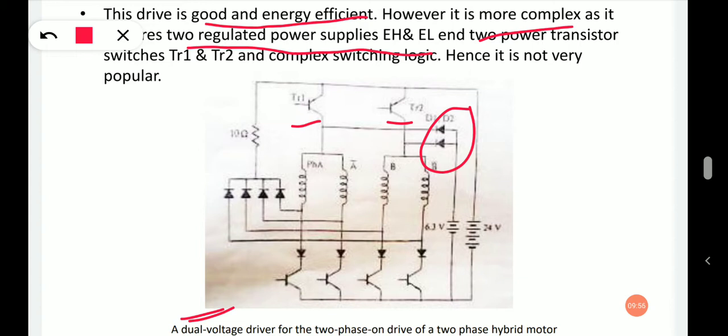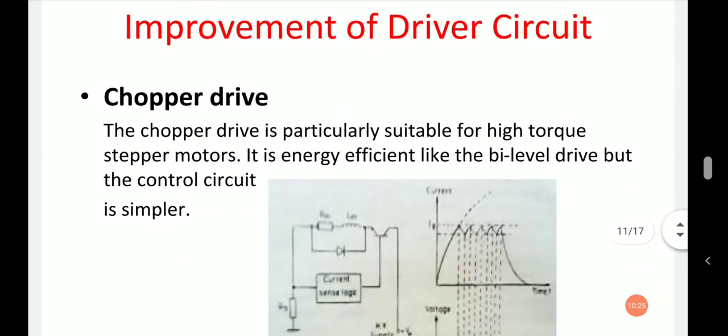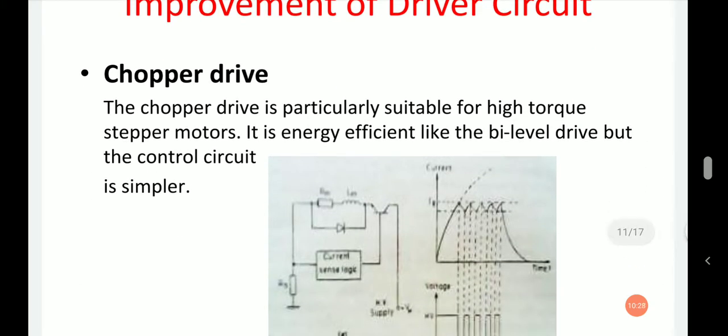So this one is the drawback, and this circuit is complicated, complex. Okay. And two power transistor switches TR1 and TR2 and complex switching logic. Hence, it is not very popular. Okay. Then next we will see about chopper drive.